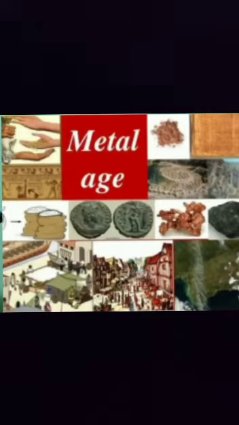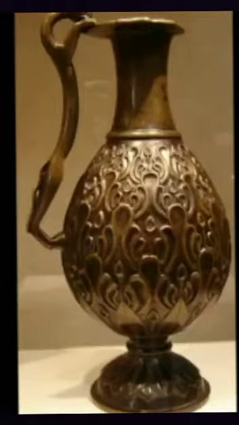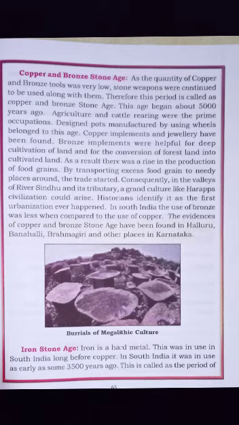The use of metals began by the end of the Neolithic period. The first metal that human beings used was copper. Then the people of the Metal Age learned producing bronze by mixing tin and copper. Bronze is a combination of two metals, that is tin and copper. Bronze is an alloy and it is harder than copper. Now let us study what the Copper and Bronze Stone Age tells us about.